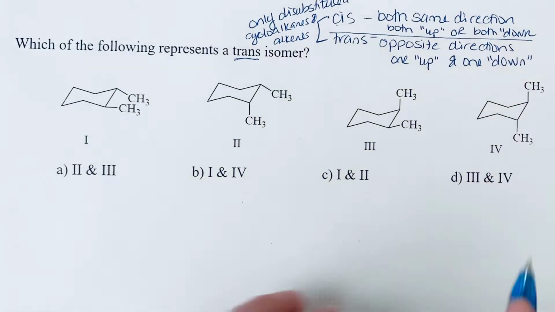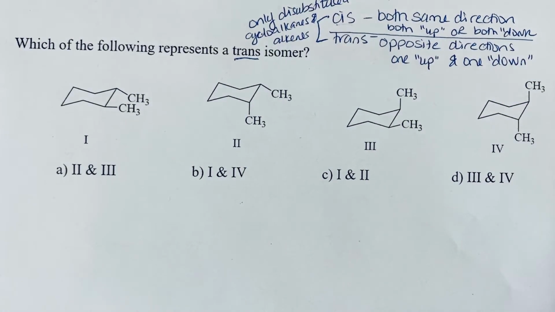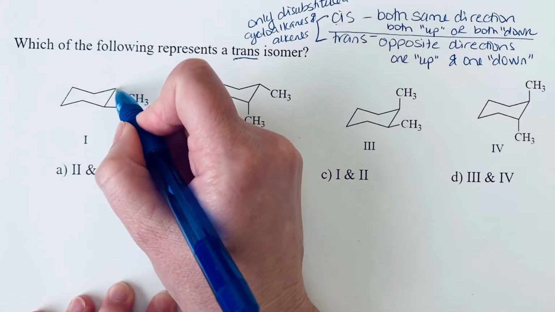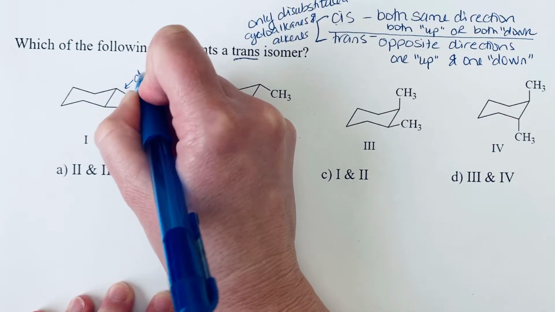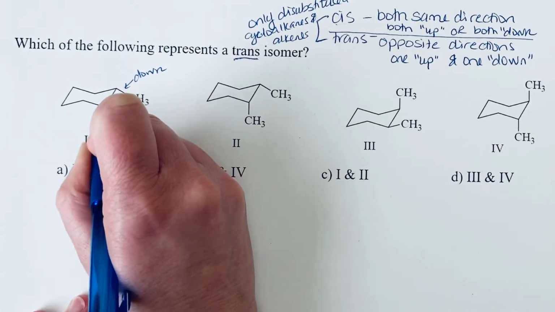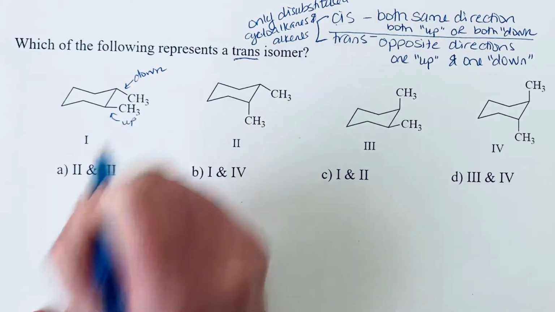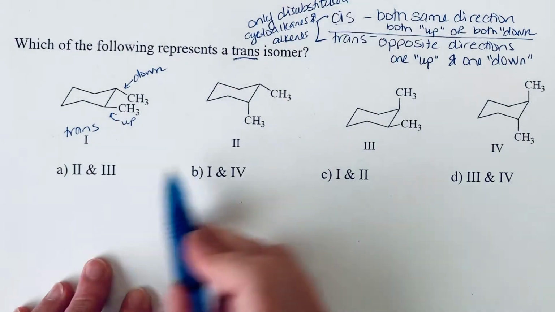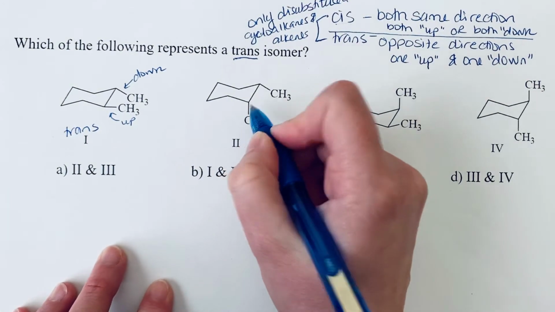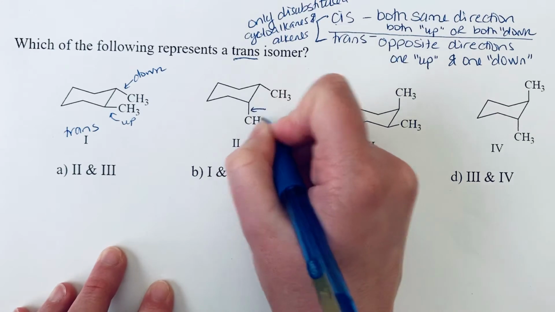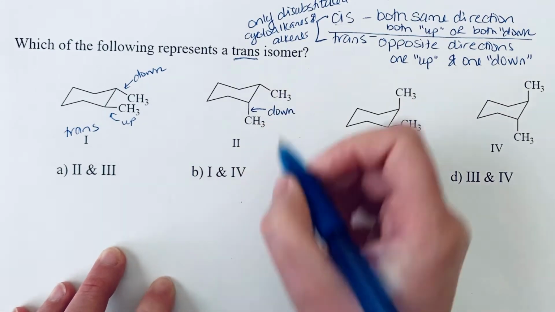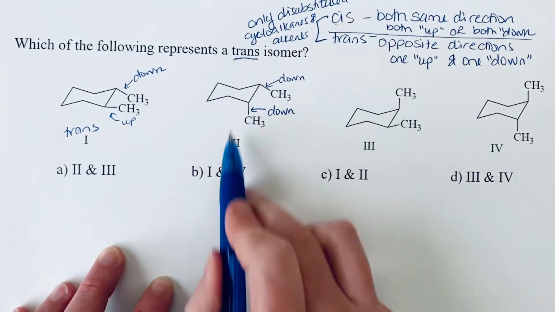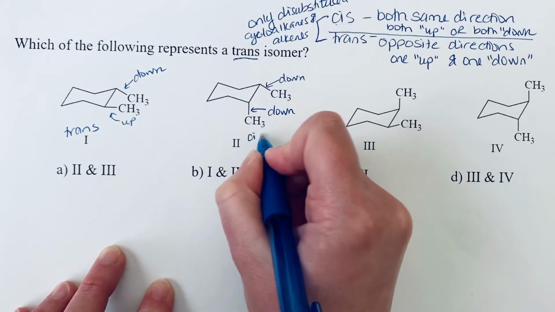So what we need to do is just look at all of these options and see what angle these bonds are pointing at. So if we look at one, we see that this methyl group is angled down, so this is down. And this methyl group is angled slightly up, so this is up. So that means that one is trans. If we look at two, we see this bottom methyl group is pointing straight down, so it's definitely pointing down. And the top methyl group is angled slightly down, but that is still down. They are pointing in the same direction, so that would be cis.